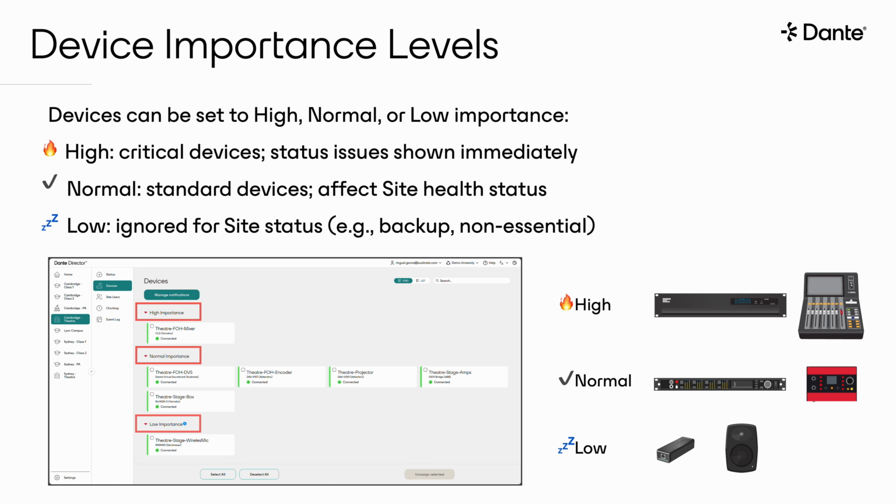On the other hand, devices marked as high importance are treated as critical. If something goes wrong with one of these, you'll see that reflected immediately, drawing your attention right away. This is ideal for devices that are essential to your system, like primary DSPs, PA systems, or important endpoints.